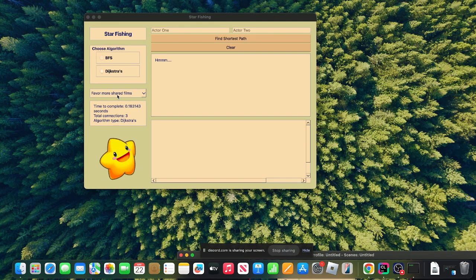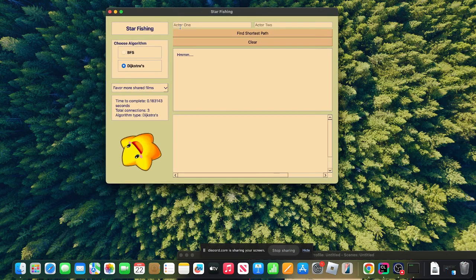With Dijkstra's, we have the option to favor actors who've shared more films together or actors who've shared few films together. In terms of the UI and layout, it's the same as our sketch that we developed previously.